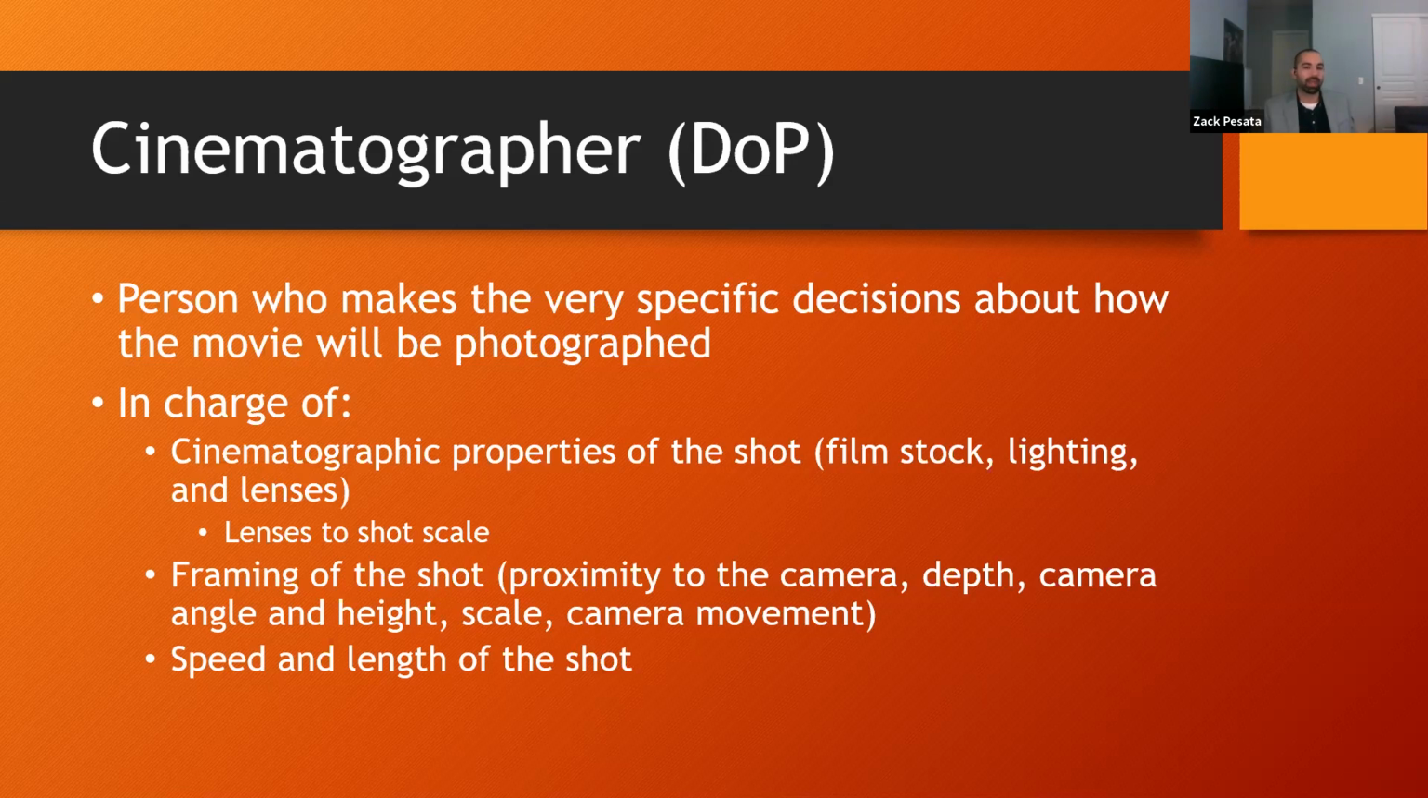So just keep in mind, another word for cinematographer is director of photography. They're the person who's in charge of supervising all 5 elements of cinematography: the lighting setup, camera movement, composition, and color palette, which we'll get to later. They're in charge of framing of the shot, proximity to the camera, depth of field, camera angle and height and shot scale, camera movement, speed and length of the shot.